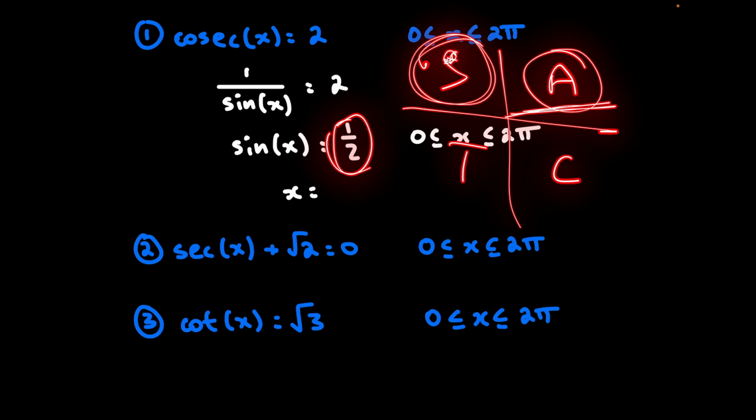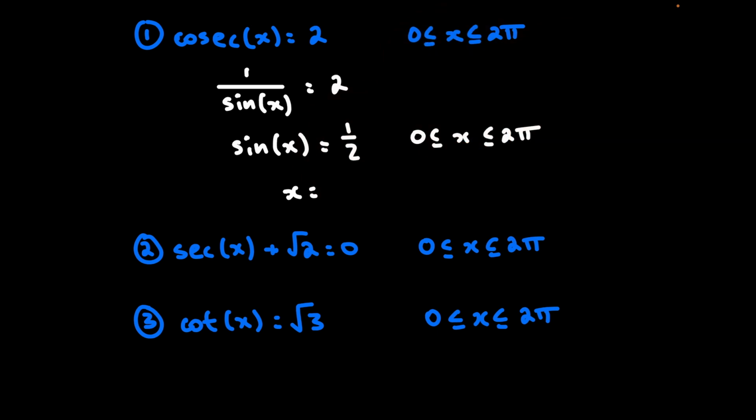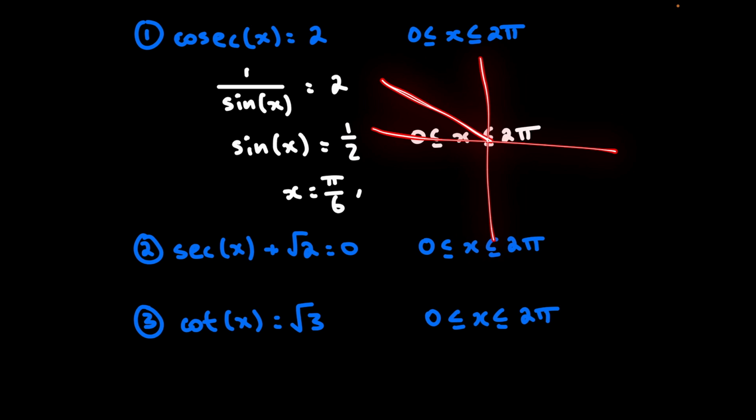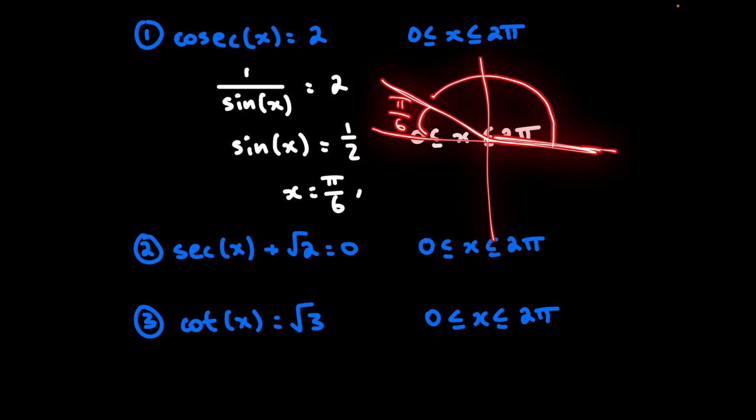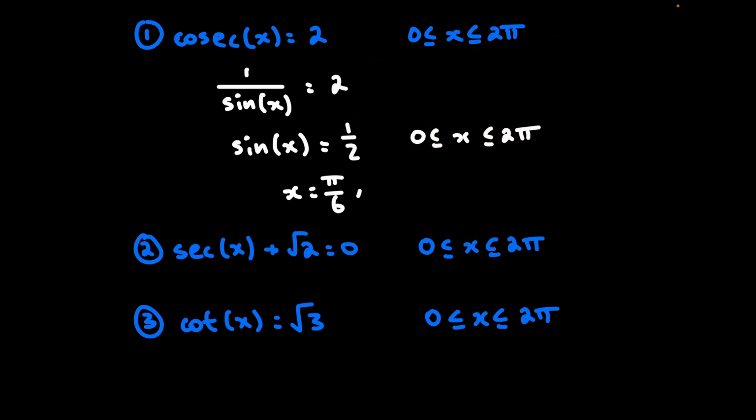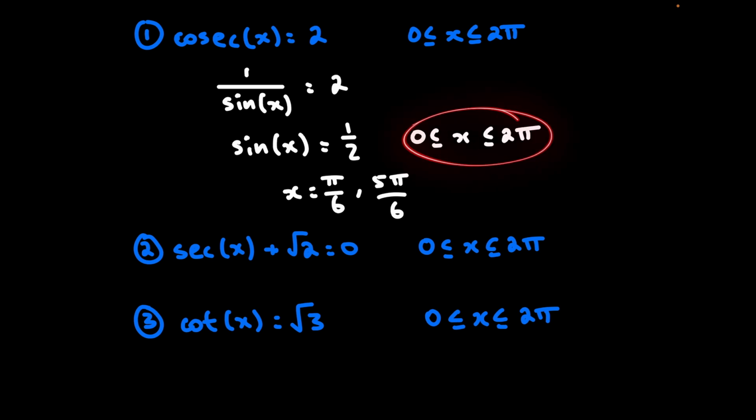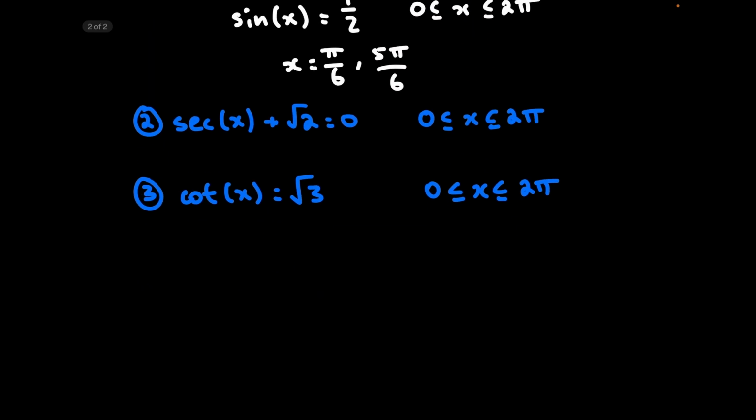So now we just need to work out the reference angles for which sine is equal to a half. We know that sine of 30 degrees, or pi on 6, is equal to a half. So now we need to work out what is the angle in the second quadrant. If this angle is pi on 6, okay, the angle from the x-axis like this is simply going to be 5 pi on 6. So the second answer here is 5 pi over 6. And these are our two solutions between 0 and 2 pi.